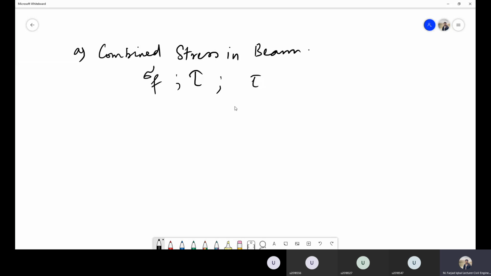Now we will study the combined effect if all of these stresses are acting on any structural member. So it is basically the application of the flexural stresses, shear stresses, or even the normal stresses that are acting on the beam element. This is the first topic that we are going to study.